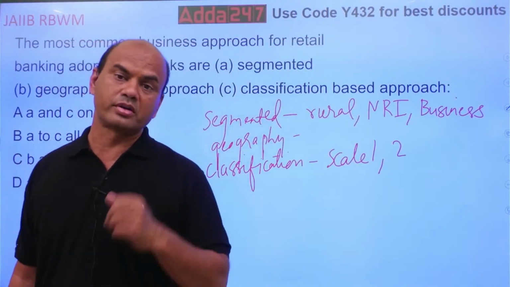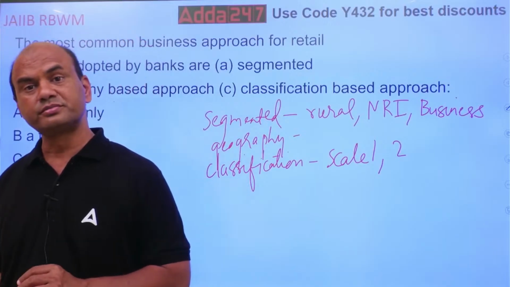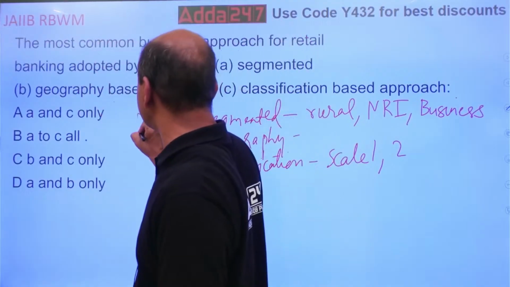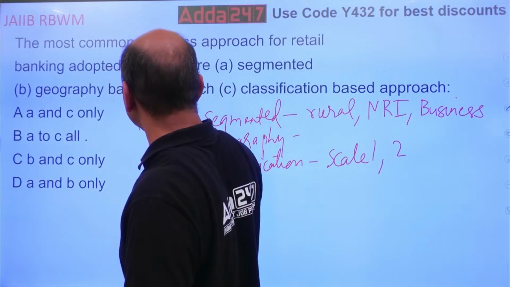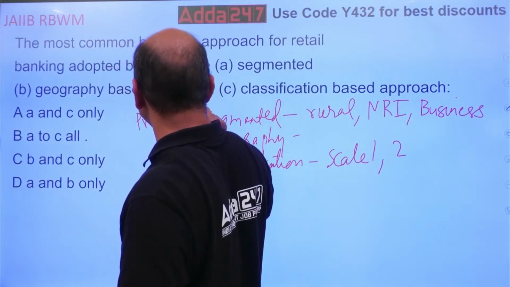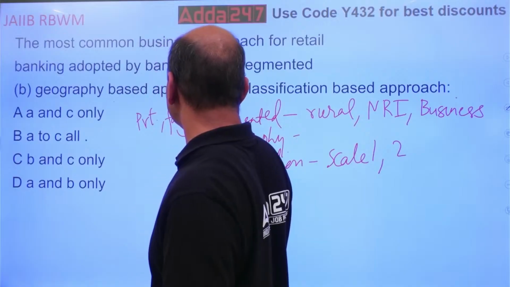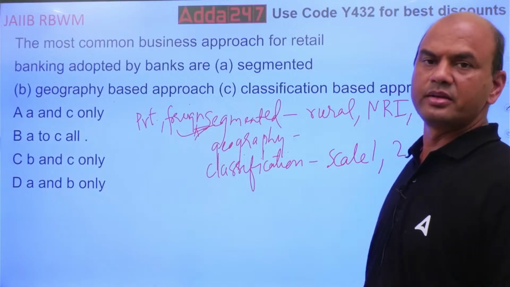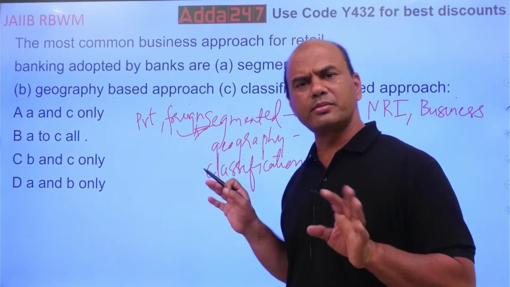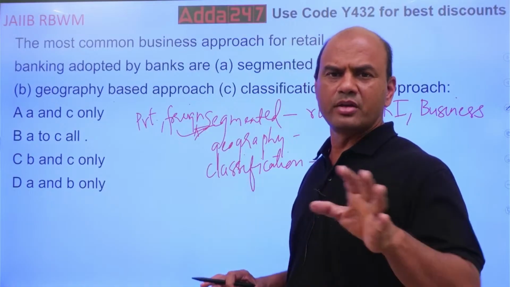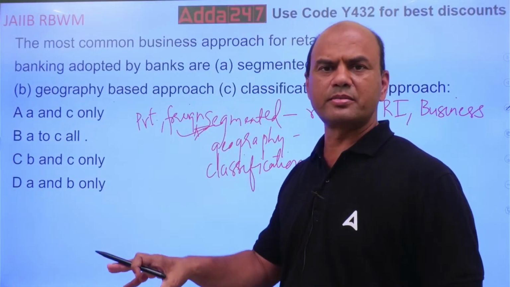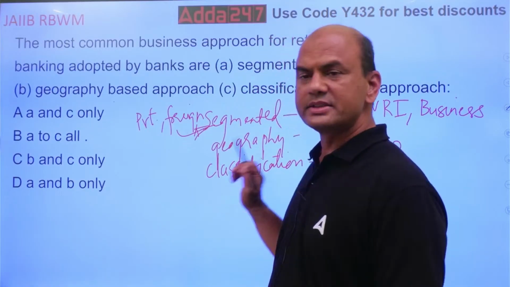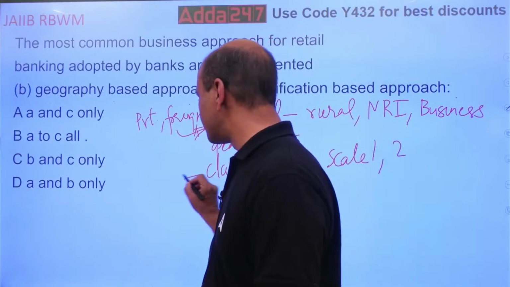So now who follows what? Private banks and foreign banks generally follow this segmented approach. Private and foreign, they follow this segmented. Geography based is followed by all the banks at the head office level generally. What are your Tamil Nadu branches doing? What are your Maharashtra branches doing? So regional offices. Classification is generally followed in PSBs, public sector banks.